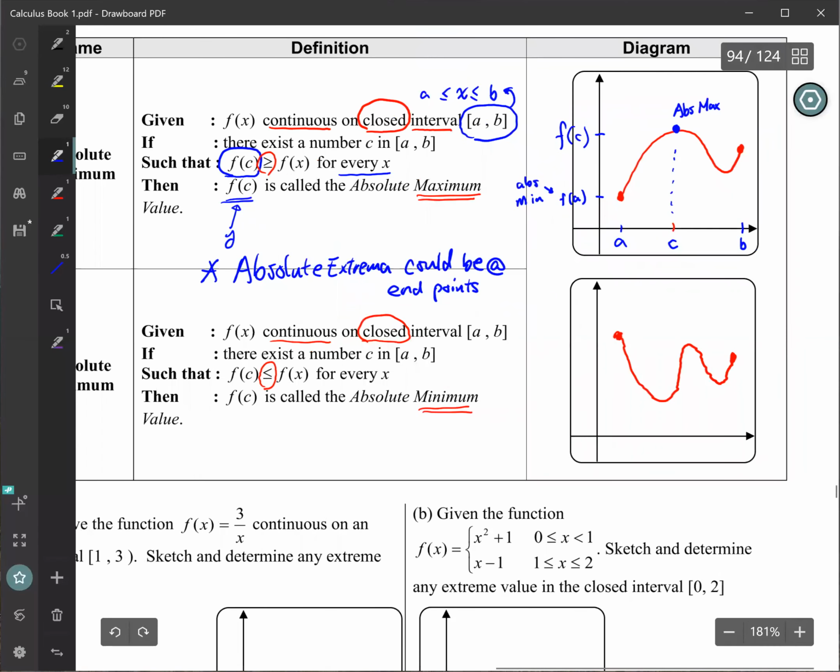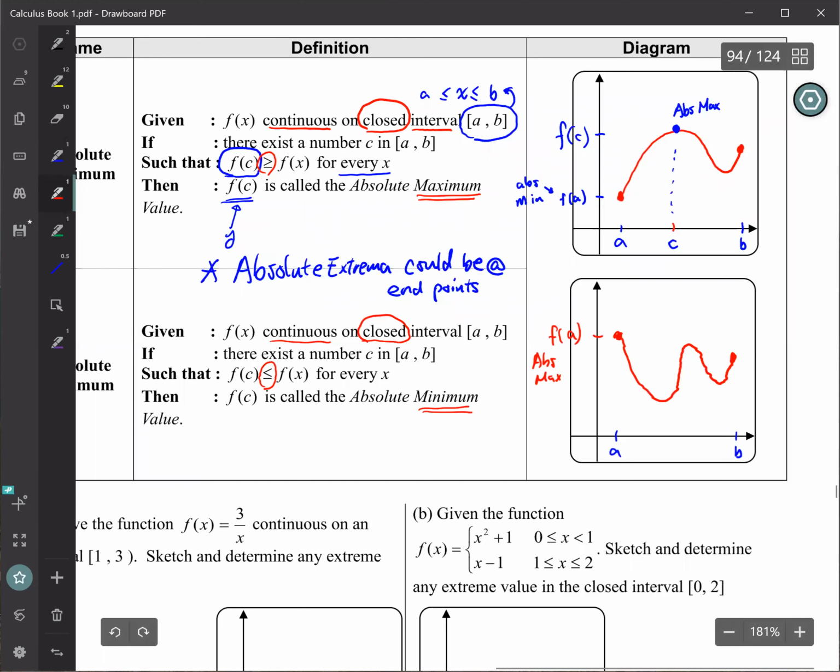So we have endpoints here, right? So where is the absolute max? Emily? At A. Yeah, at A. Okay, very good. So this one, f of A is absolute max.